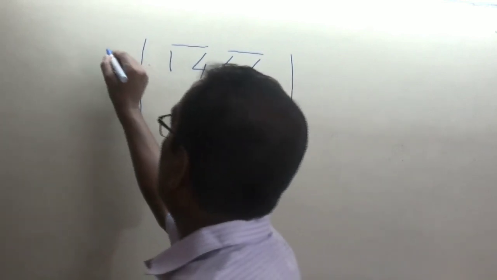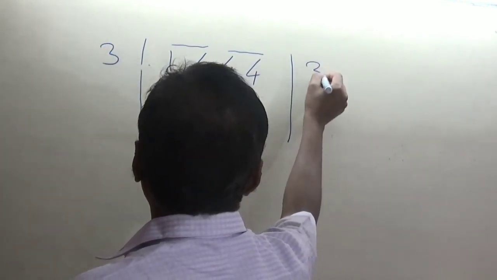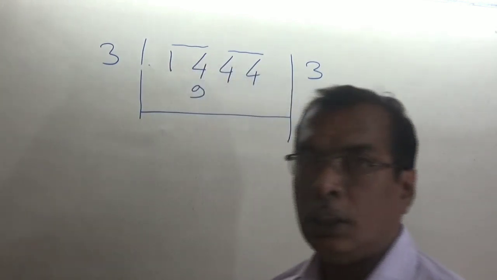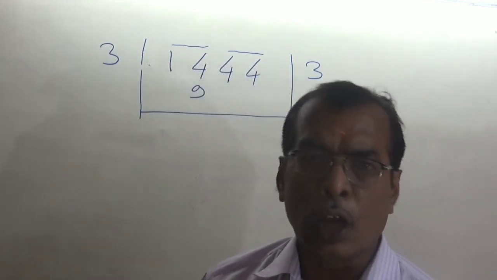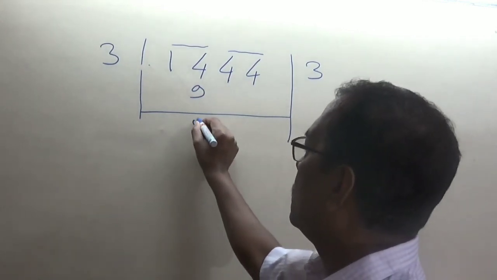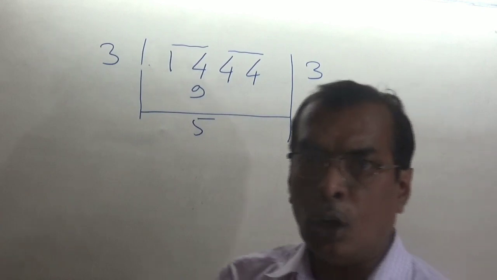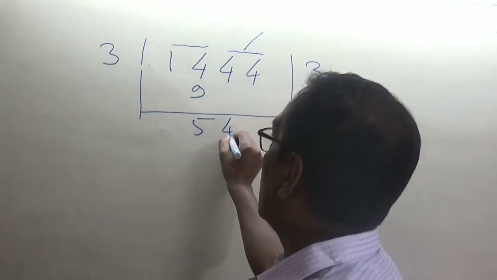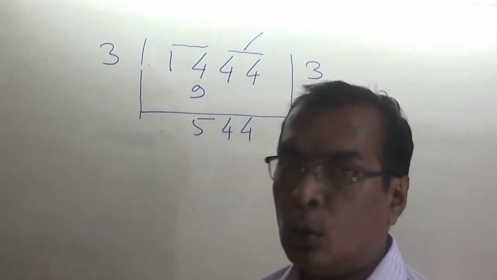So 3 3s are 9. Now this is a division, so you have to take the subtraction. 14 minus 9, 5. In the long division method, pairwise you will have to bring down the number 44. The whole thing will come.